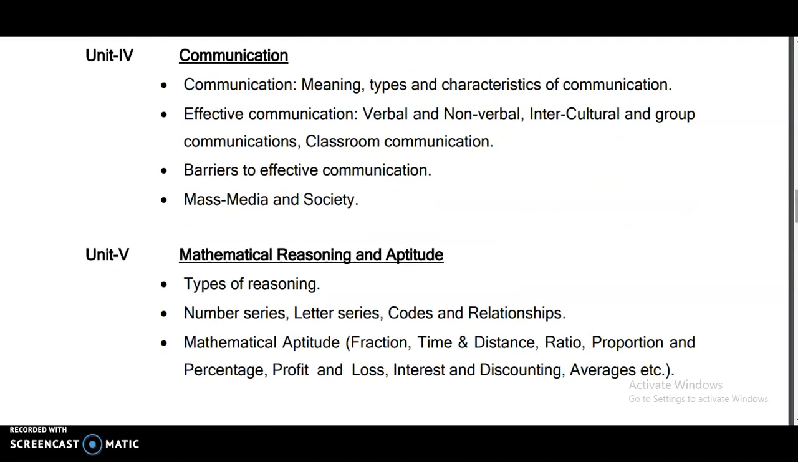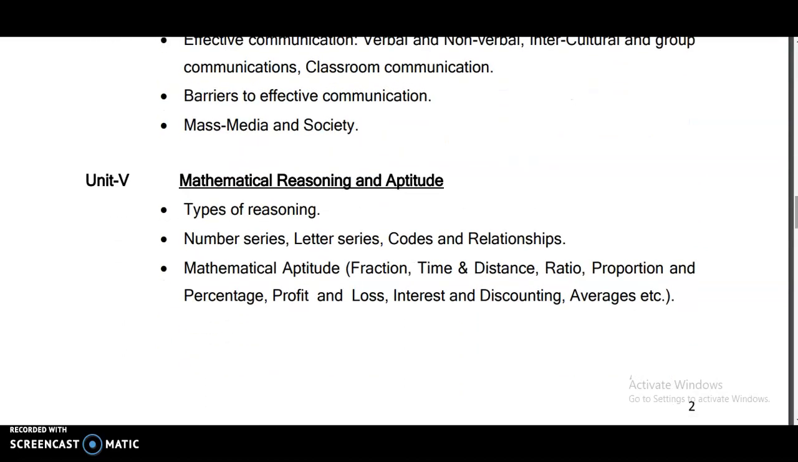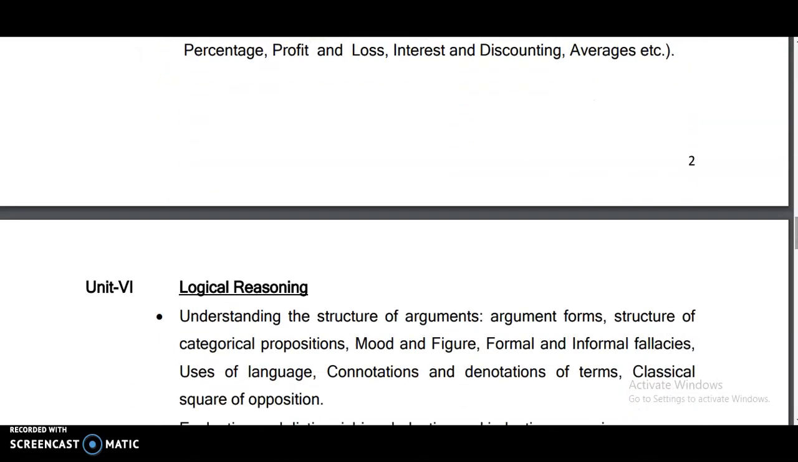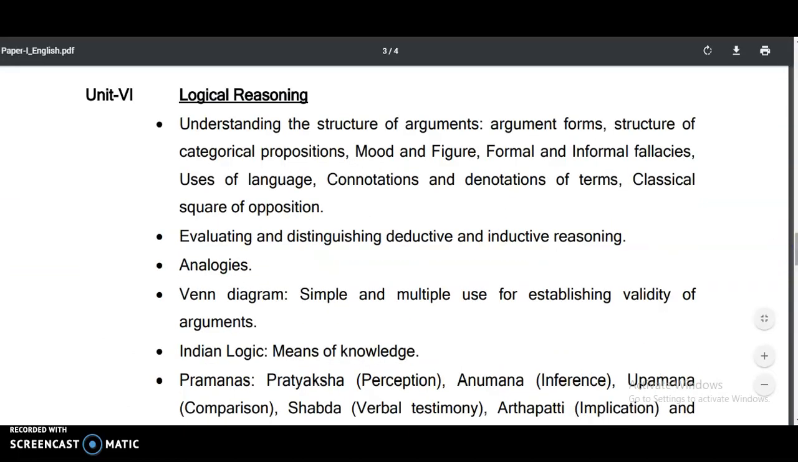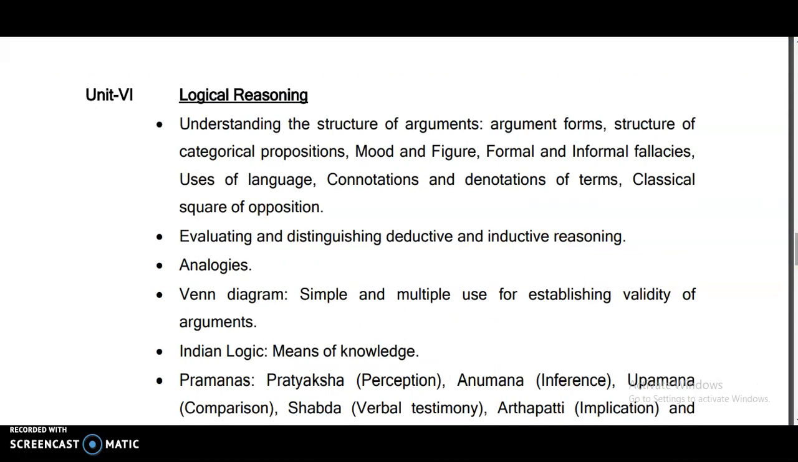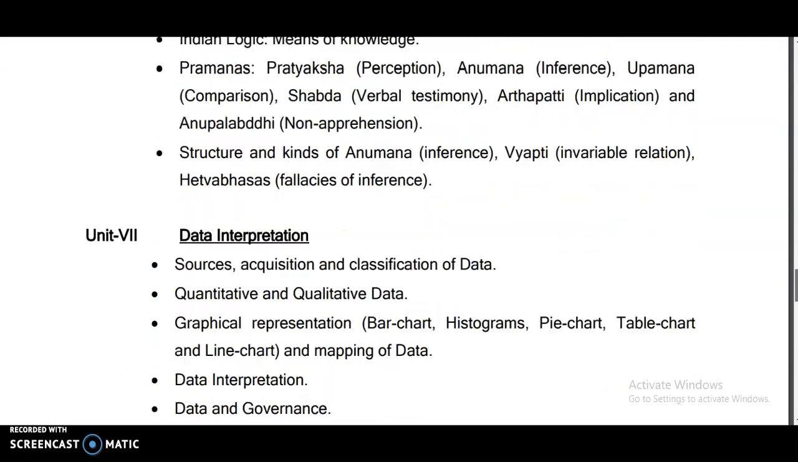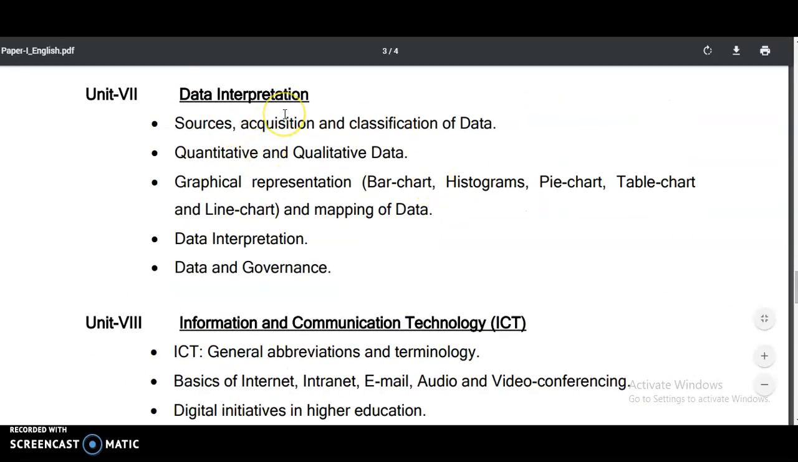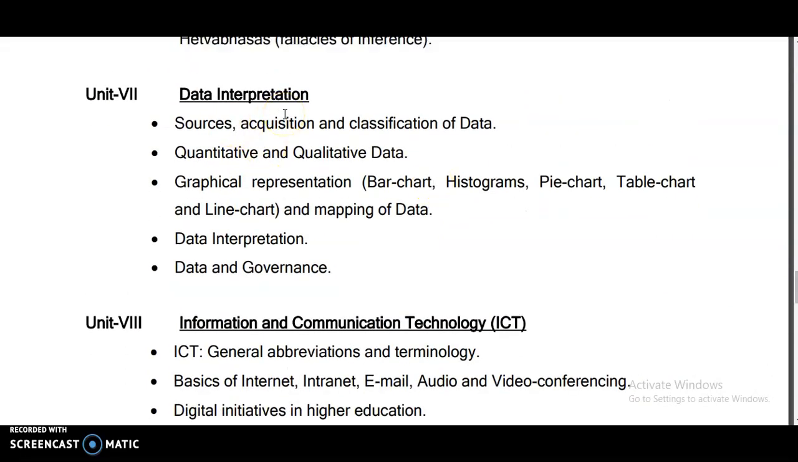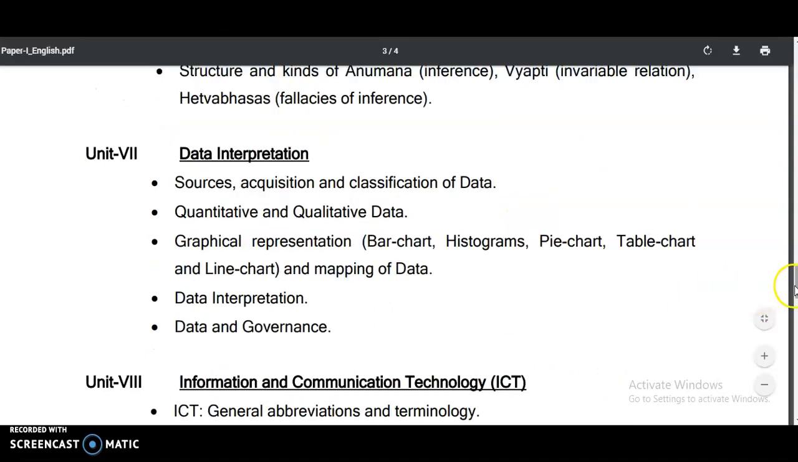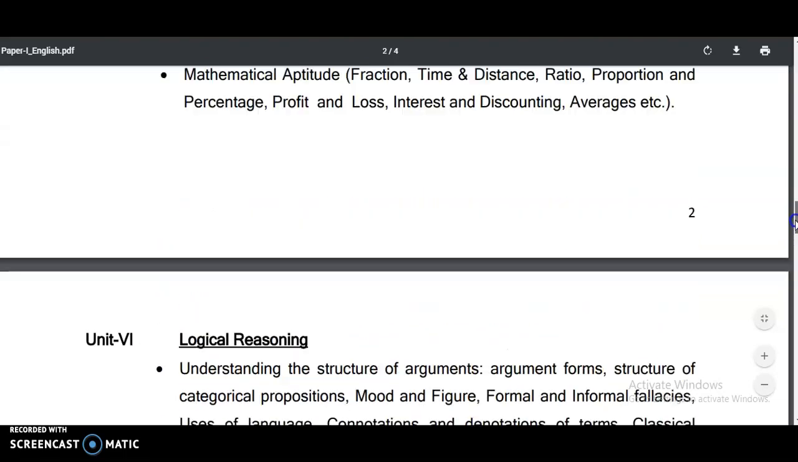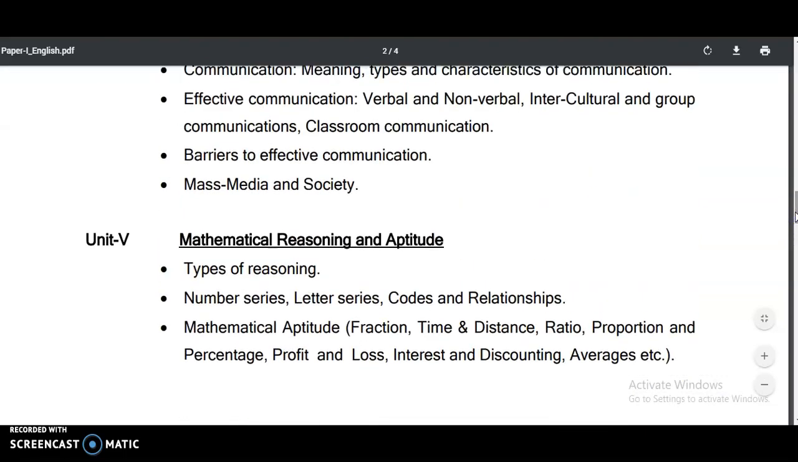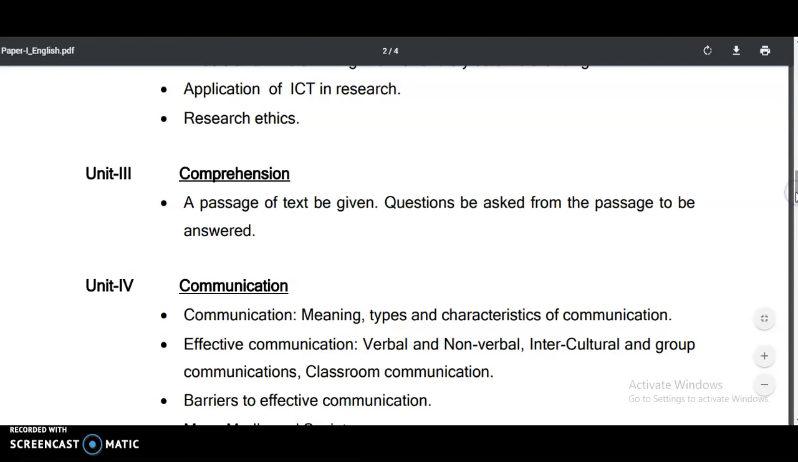Next, mathematical reasoning and aptitude is also a mathematical concept or unit. And next one is logical reasoning. So it is also a mathematical concept. Whatever questions come from logical reasoning, we can deal with them using mathematical concepts. And data interpretation is also a mathematical concept oriented unit. So out of these 10 units, these 4 units, that is data interpretation, logical reasoning, mathematical reasoning and aptitude, and comprehension.